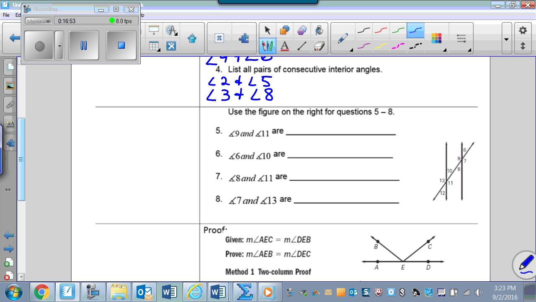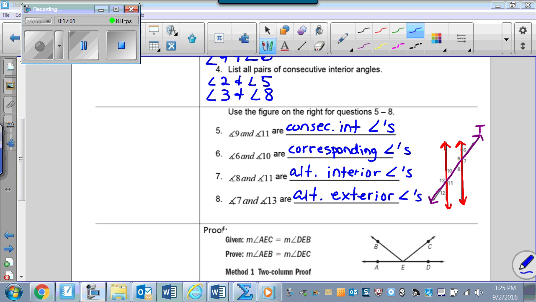I would like you to stop right here and try to answer these on your own. I will work them and then you come back and check your answers. All right, take a moment here, check those answers. You see I made my 2 red lines, the lines that are intersected by the transversal. The transversal is purple, and those are the answers we get there.